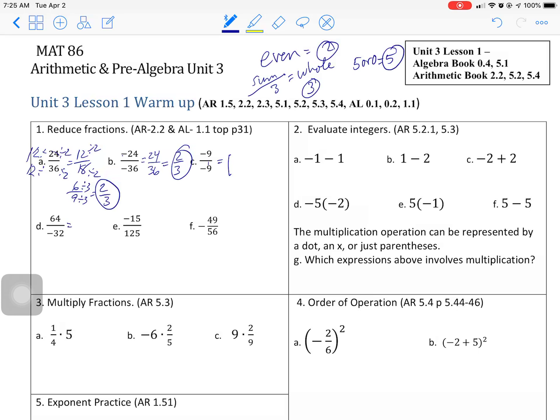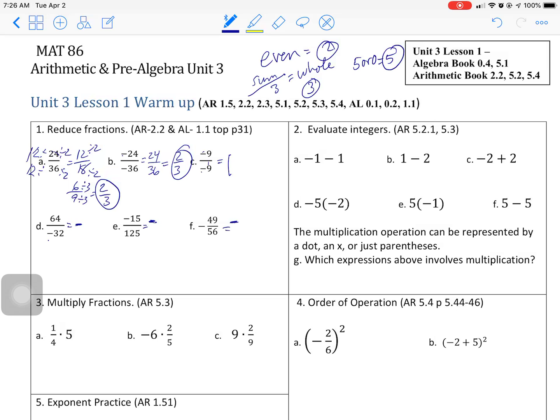Let's see, this one, a negative divided into it, so the answer is going to be negative. In fact, the answer to this one's going to be negative, and the answer to this one's going to be negative. It doesn't matter if the negative is on the bottom, the top, or on the side. As long as you just have one negative, you end up with a negative answer. If you have 2 negatives, you end up with a positive.